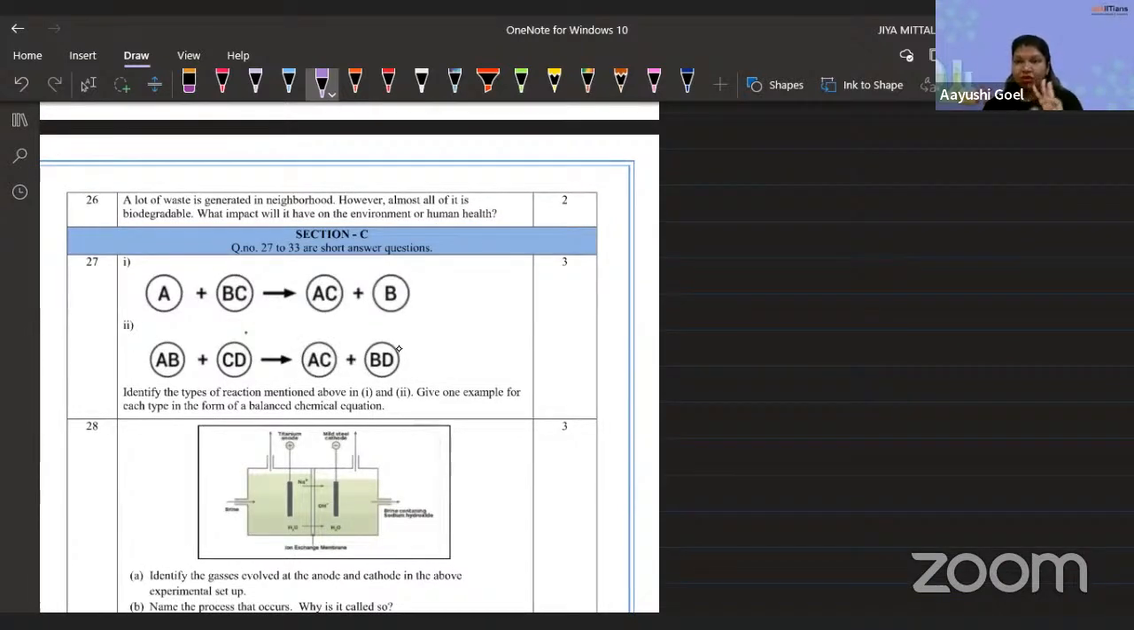Section C is your 3-mark part. Now in the case of 3 marks, how do you have to write the answer? See this. I'm taking question number 27. You have to write like this. In the first part, what they have given you is A plus BC gives AC plus B. Which kind of reaction is this? It is a displacement reaction.